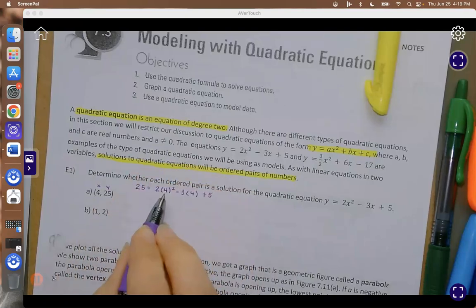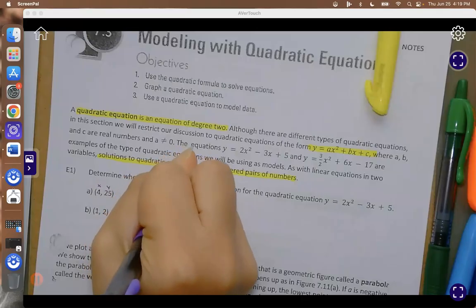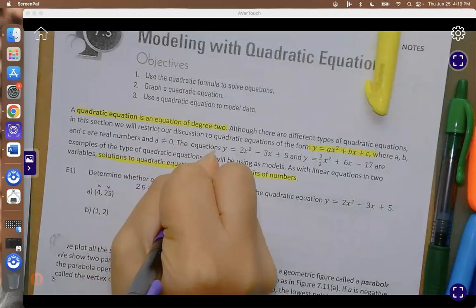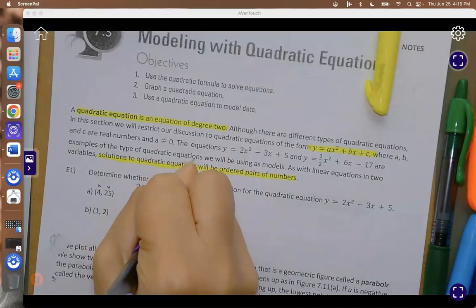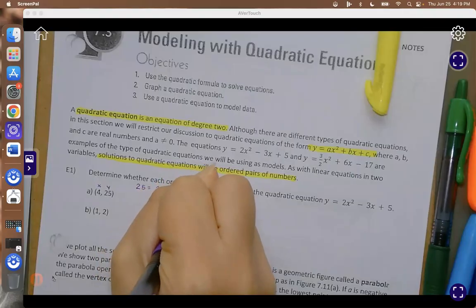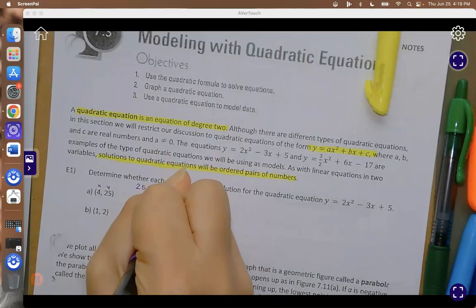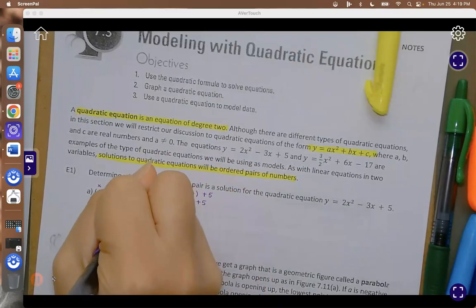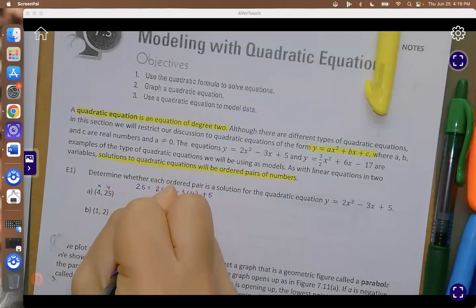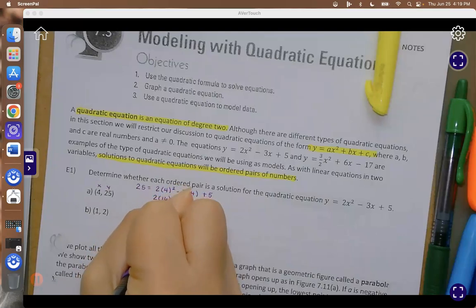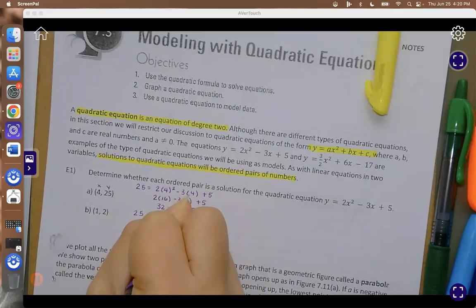Okay, so let's do order of operations. So 4 squared is 16. Then we can do our multiplications. So this is 32 minus 12 plus 5. So that's going to be 20 plus 5 is 25. And that's what we wanted to get. So (4, 25) is a solution.